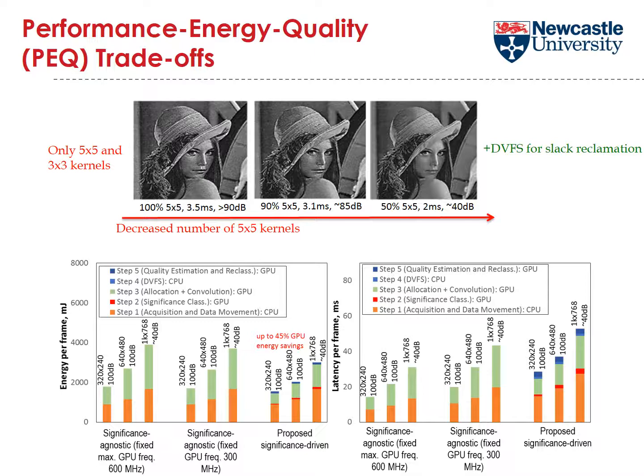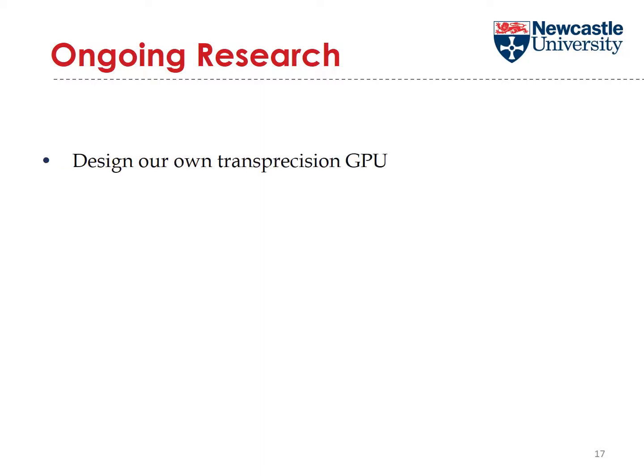Now, this is work that we have been doing for some time, and we have been designing our own trans-precision GPUs. The GPUs will have a hardware significance inference engine built in. That is the idea, and we are developing it at the moment. There are a lot of memory issues that we are facing at the moment, and we are solving them as we speak. And then we are also developing hardware and software control knobs for us to use in our programming environment.